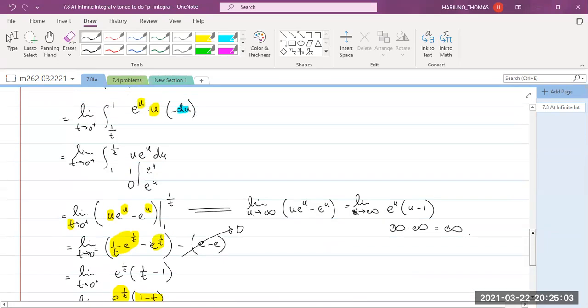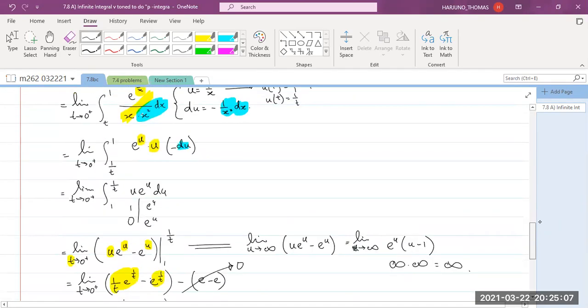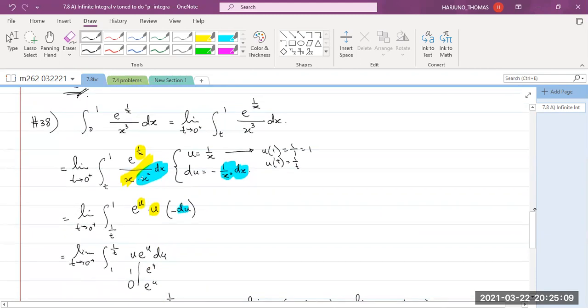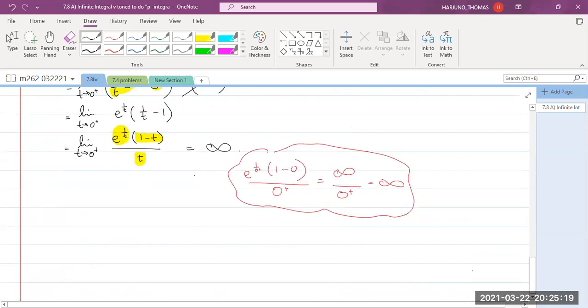Okay, I chose a problem that I myself don't know how to answer precisely. Yeah, again, I just let it flow. I think the last question I would like to do from this 7.8b is number 40. And then we go to the comparison theorem.